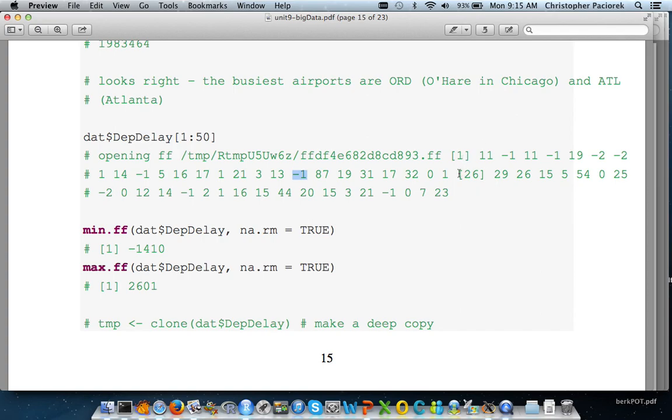Looks like the formatting of this got messed up a little bit. This is just the formatting that R's print function is using. And if we look at the min and the max, again, I'm making sure to call the ff versions of min and max. You can see that there are some weird values in the data set.